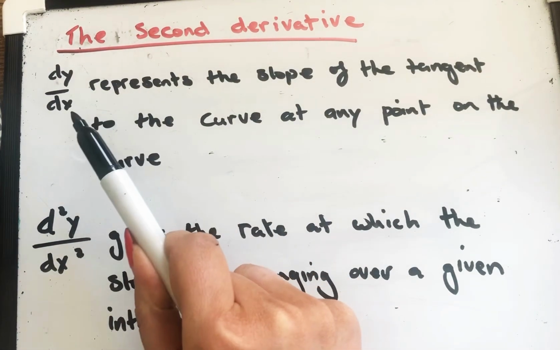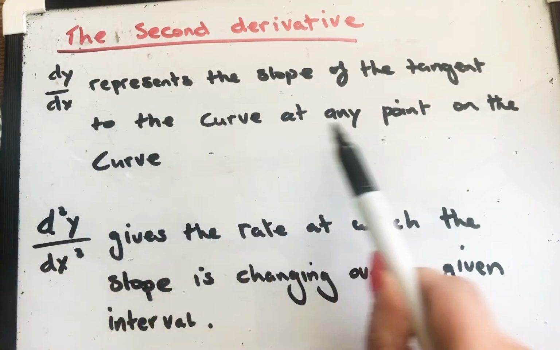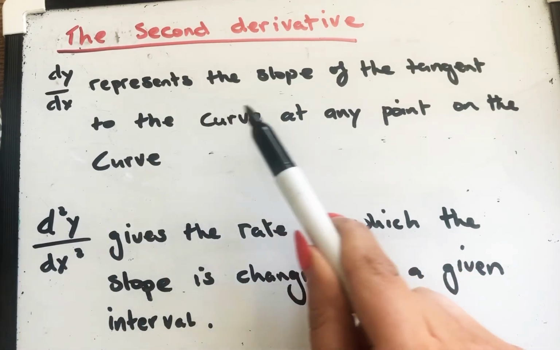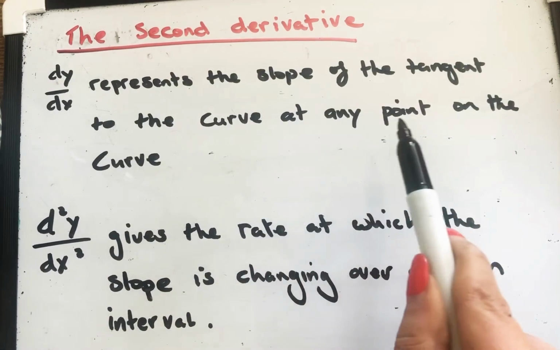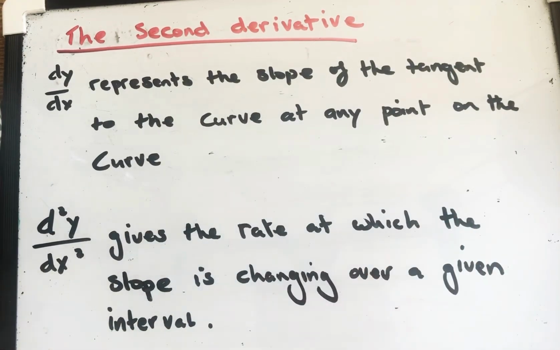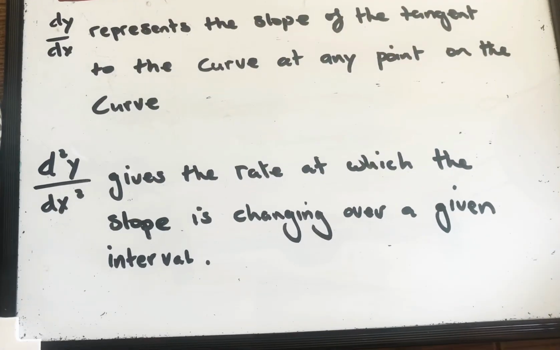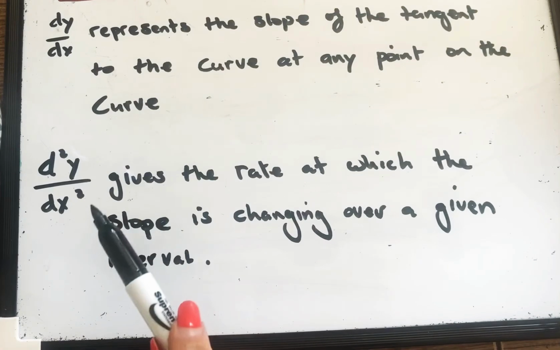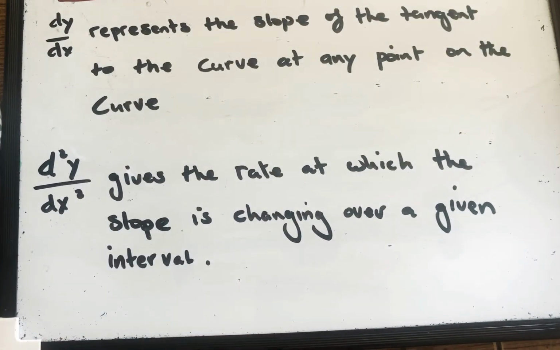Well, dy/dx is the first derivative, and of course the first derivative will always give you the slope of a tangent. So it represents the slope of the tangent to the curve at any point on the curve. So just remember, dy/dx gives you the slope, whereas d squared y over dx squared gives you the rate at which the slope is changing over a given interval. So to repeat that, dy/dx gives you a slope, and d squared y over dx squared gives you the rate at which the slope is changing over a given interval.